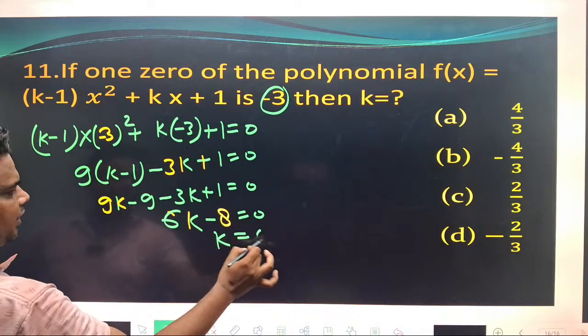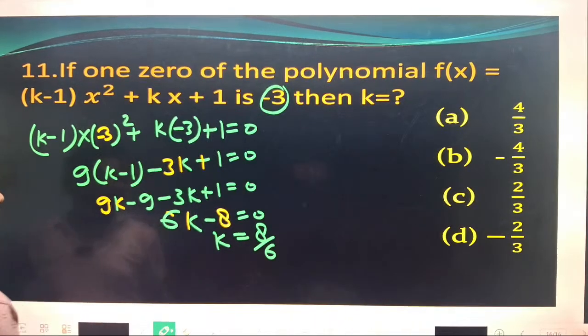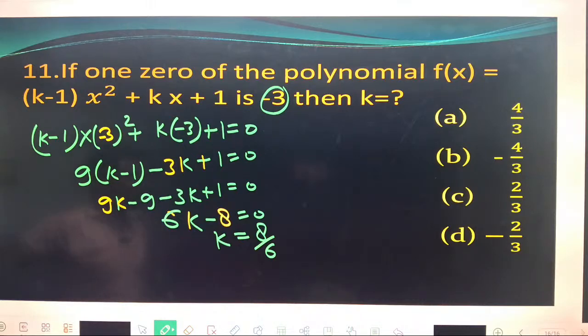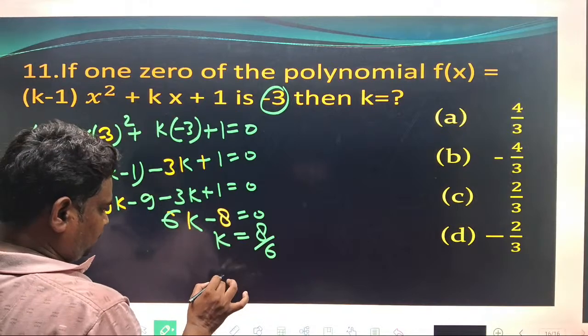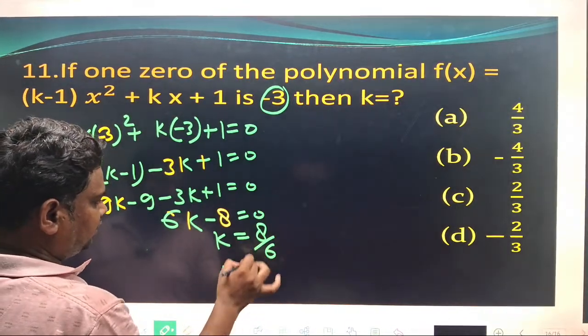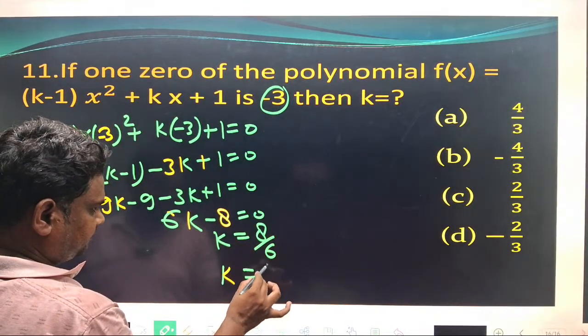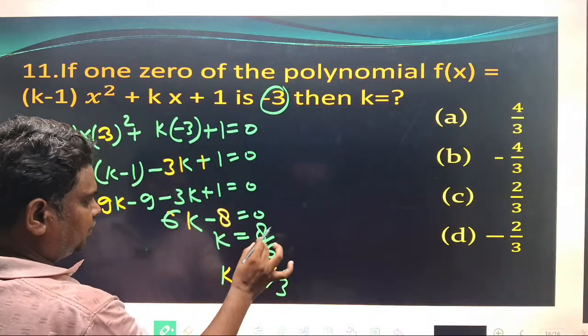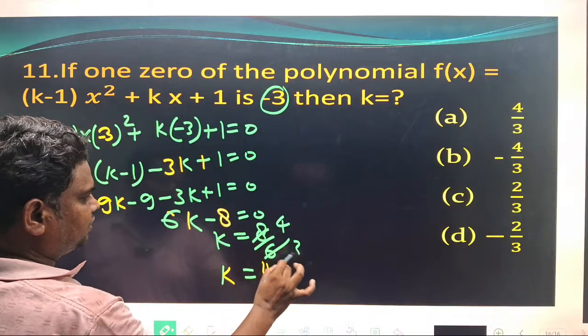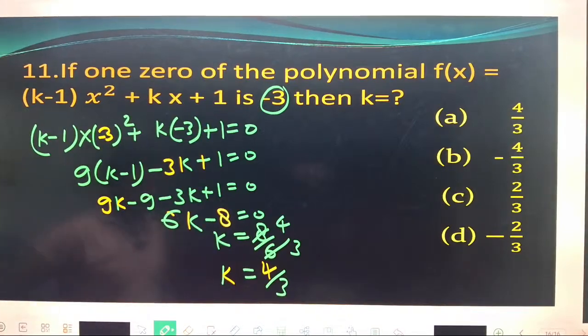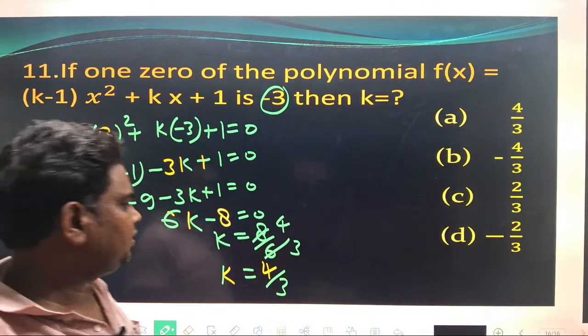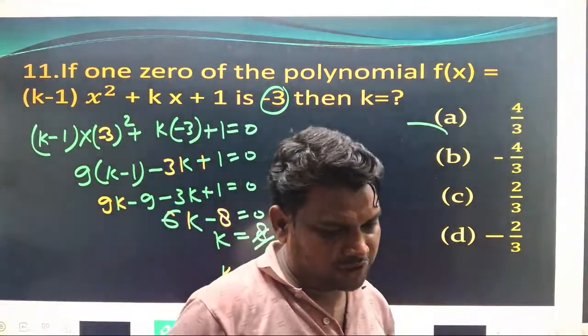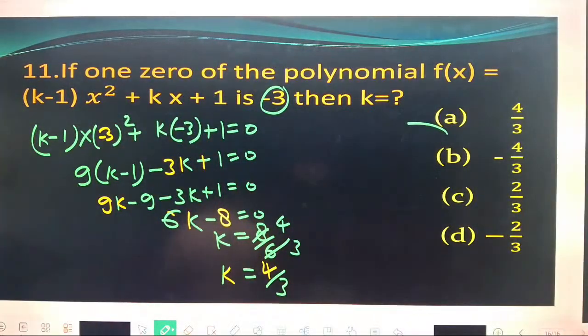k is equal to 8 upon 6. 8 and 6 both cancel out by 2, so this is written as 4 by 3. 2 fours are 8, 2 threes are 6. The value of k is equal to 4 by 3. Option A is correct.